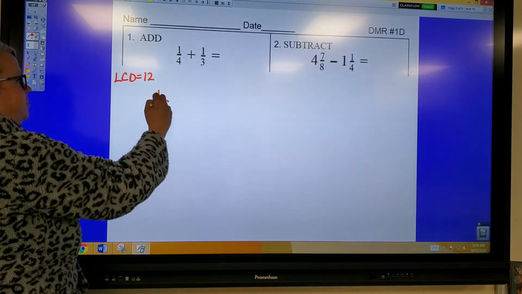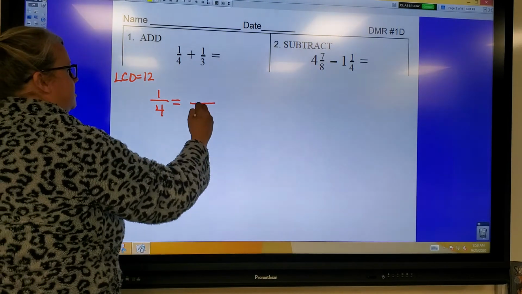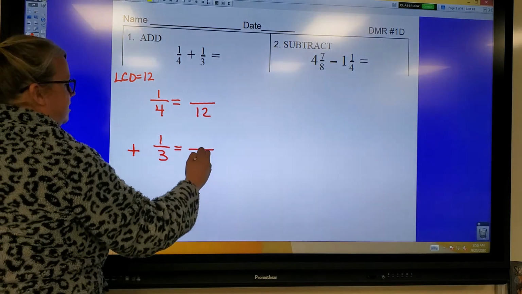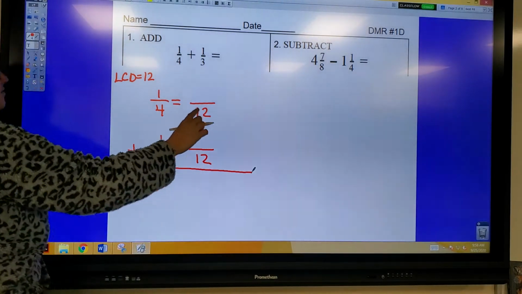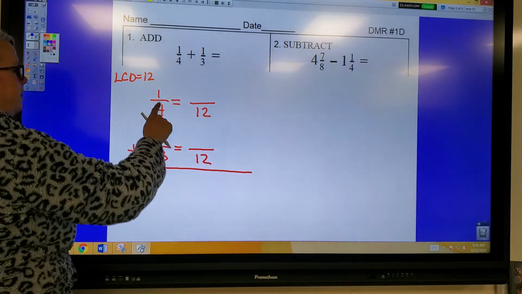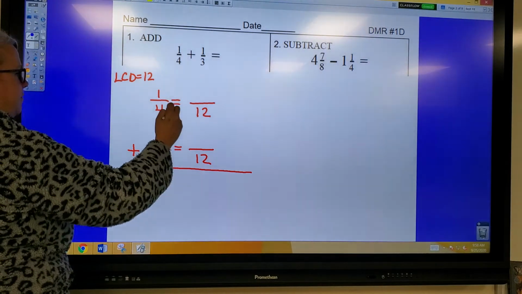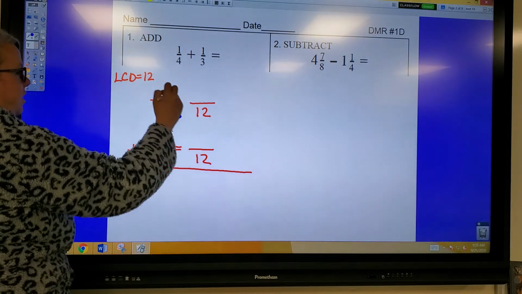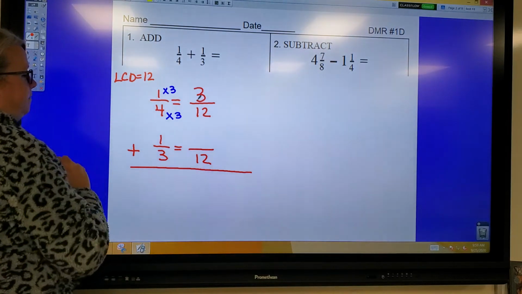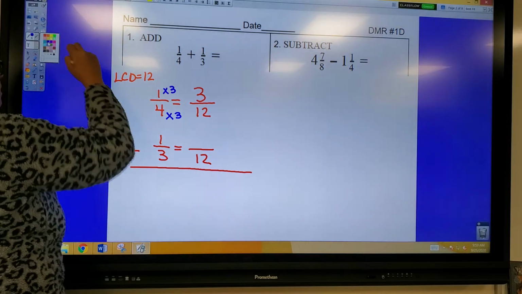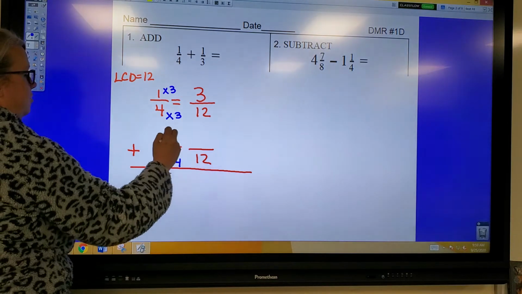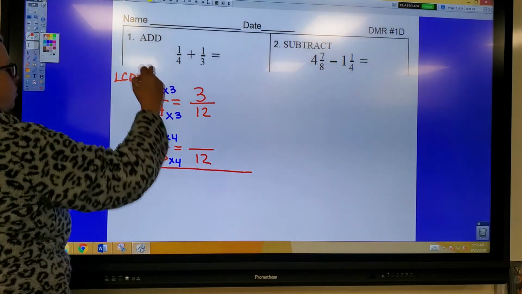So that means I need to change 1 over 4 to something over 12, plus I need to change 1 over 3 to something over 12. So now I need to find what are my two new numerators. For 1/4, since the 4 is changing to a 12, I'm going to do 4 times 3 is 12. So that must mean I have to do 1 times 3, which is 3. And then I move down here to my 1/3. My 3 changed to a 12, so that's 3 times 4 is 12. So I have to do 1 times 4, which is 4.